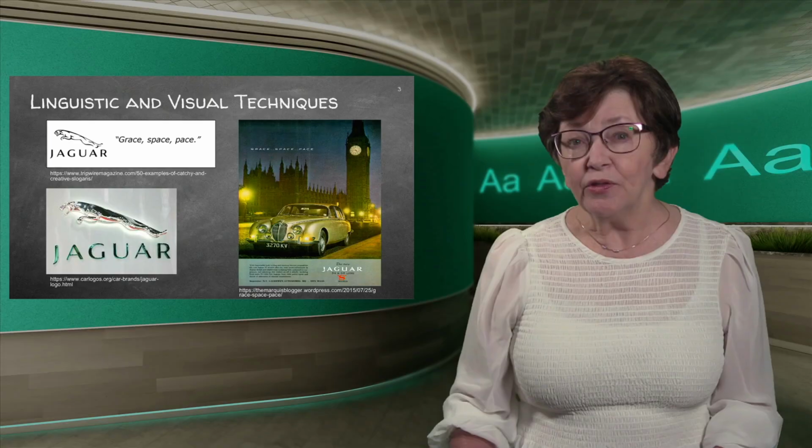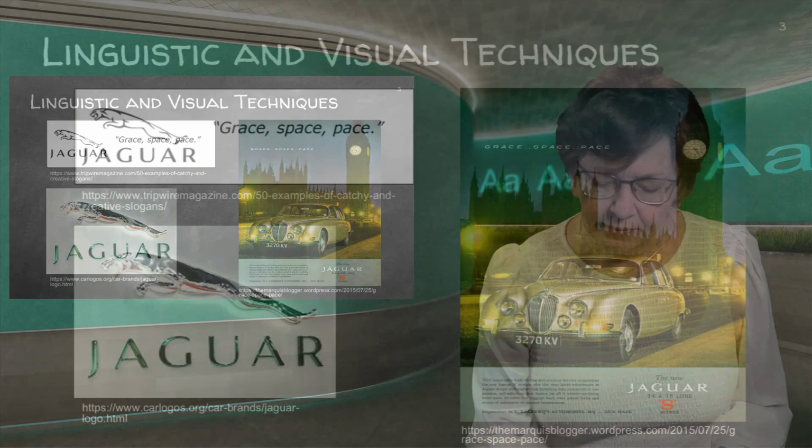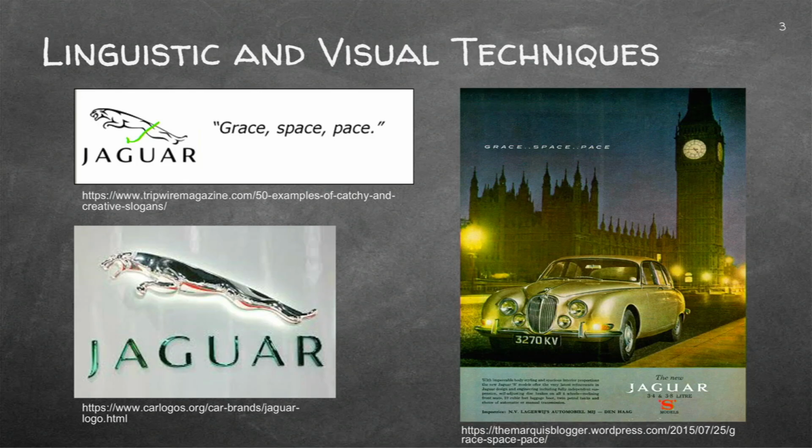So just to give you an example, we've spoken about logos, we've spoken about slogans, taglines, and these work together to suggest to us the brand name. But what is not very clear from looking at this is that there's more to this. For instance, how did they go about putting together this slogan? It says grace, it says space, and pace. 3 things: grace, space, and pace.